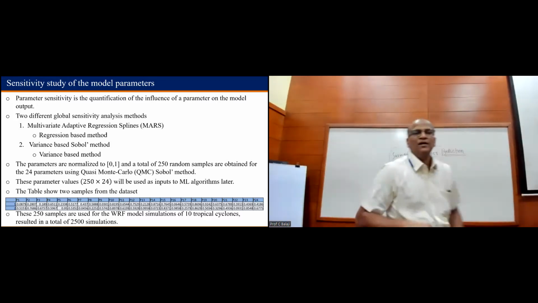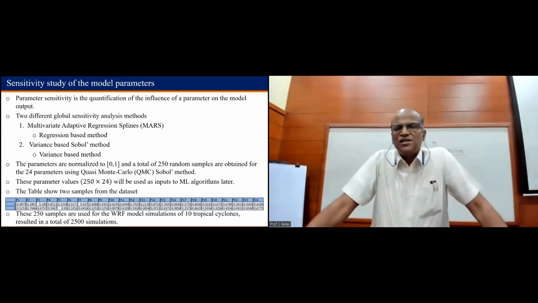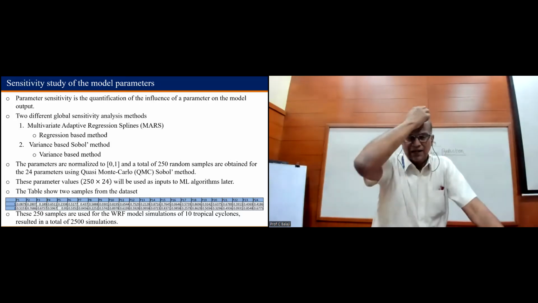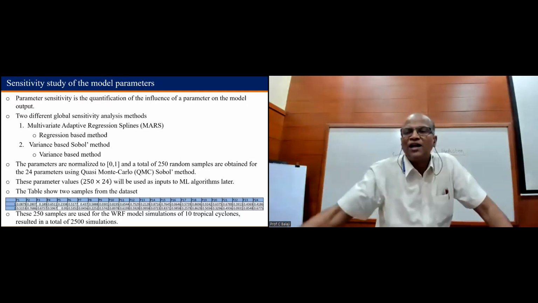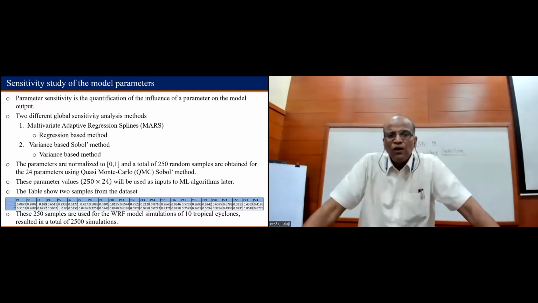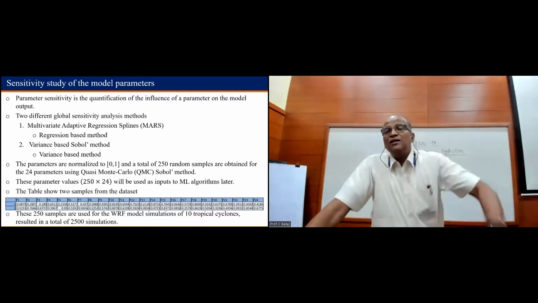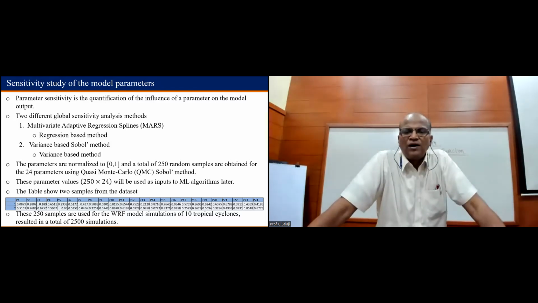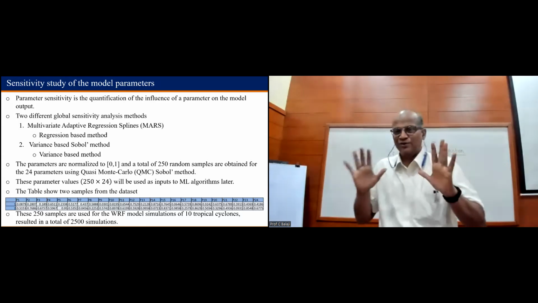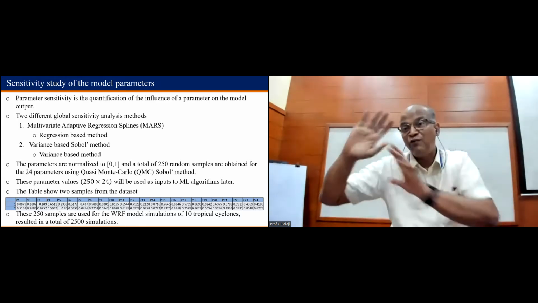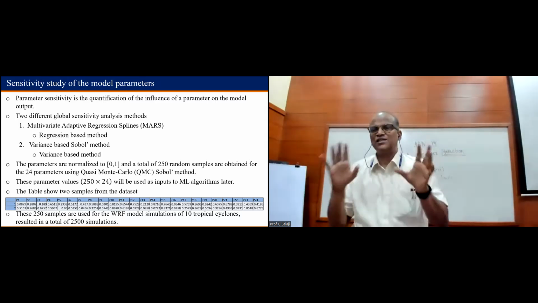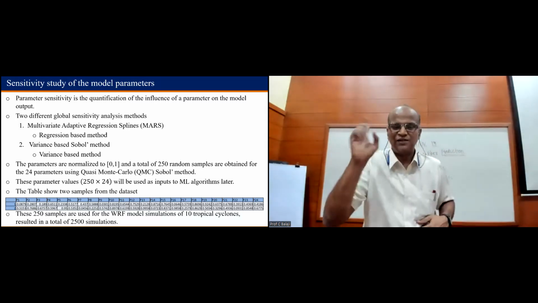All right. So these parameters will be used as inputs to the ML algorithms later. I've given two sample sets, difficult to read. You can see all the numbers vary between 0 and 1. Now, 250 samples are taken for each cyclone. So for 10 tropical cyclones, 2,500 simulations are required. So 2,500 simulations for 84 hours in the WRF and all that, where you're solving your nonlinear partial differential equations. So that is the first challenge.